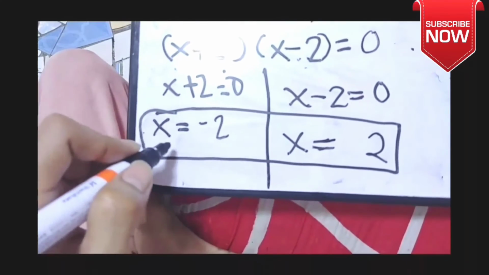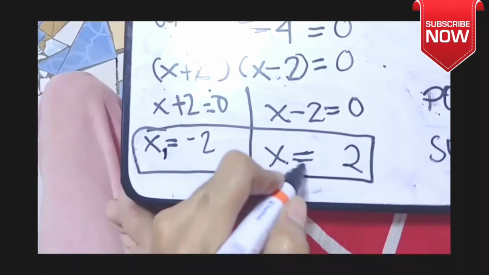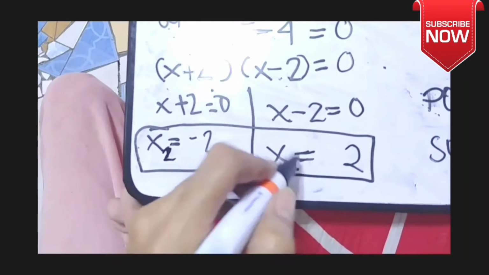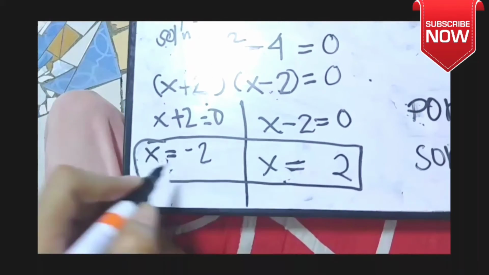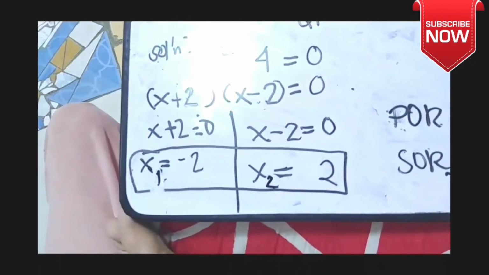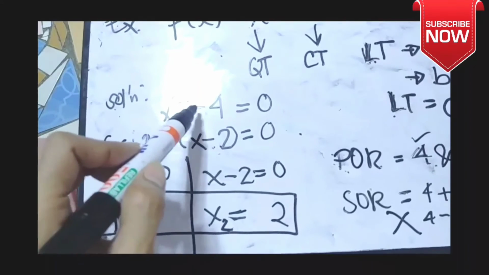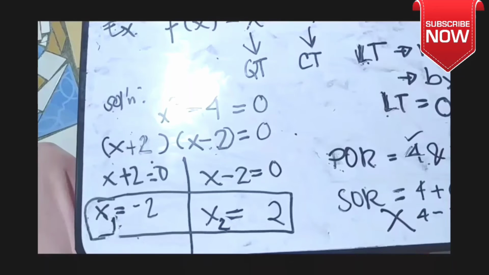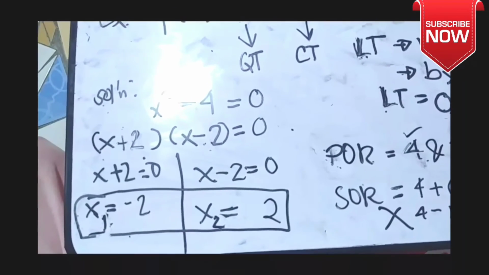So, pwede nating lagyan ng subscript na x1 and x2. Pwede rin yan maging x2, then x1. It doesn't matter. Kahit hindi mo rin lagyan yan, okay lang. Pero lagyan na lang natin. Okay? x1 and x2. So, yan na po yung value ng x pagdating sa equation na x squared minus 4. So, ang tanong, sigurado na ba tayo na yan ang sagot? Yan ang value? Let us check.